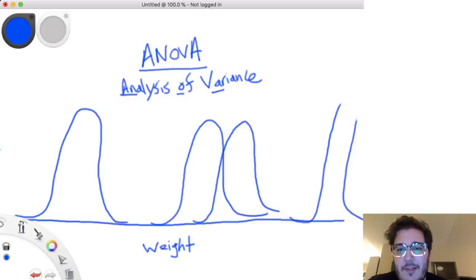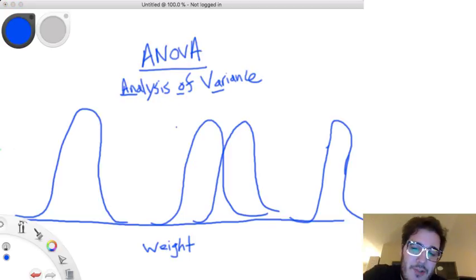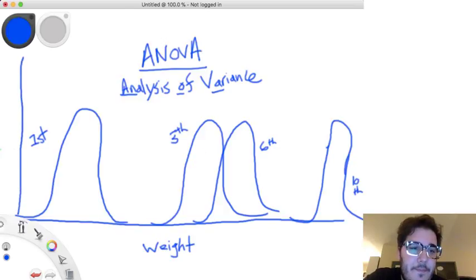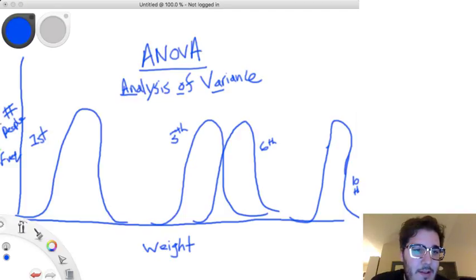These should all be the same height, so I'll just fix that. Sorry. So these all should look the same. The drawing is not great, but let's say that this is first graders, this is fifth, this is sixth, and this is 10th. So we have first graders, fifth graders, sixth graders, and 10th graders. And this is the frequency, right? So this is just how many people. Number of people.